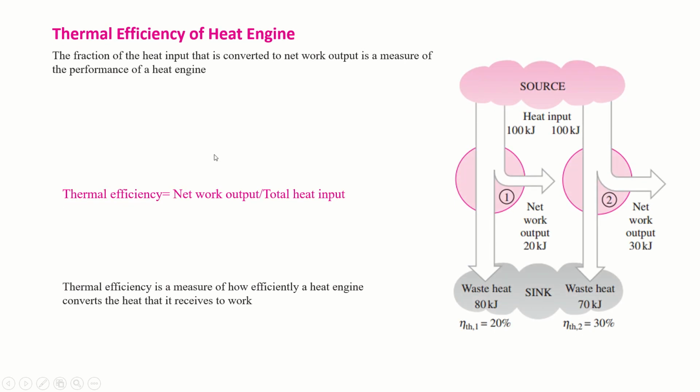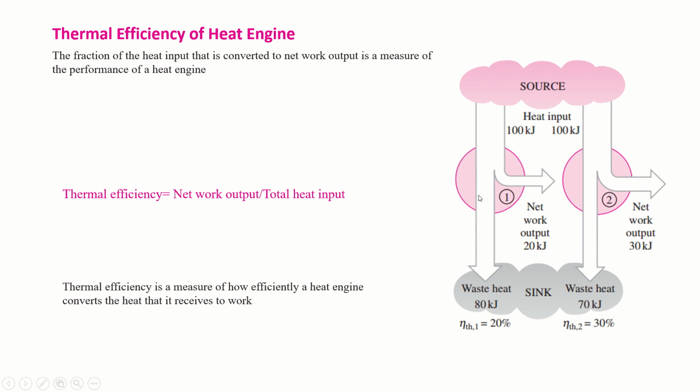Next we will explain the thermal efficiency of a heat engine. Efficiency, you all know, is the measure of performance of a heat engine. It is the ratio of output to input. In our case, the output is the turbine work. The rotation of the shaft which we are getting at the turbine is our output, and input is our heat input which we are giving in the boiler.